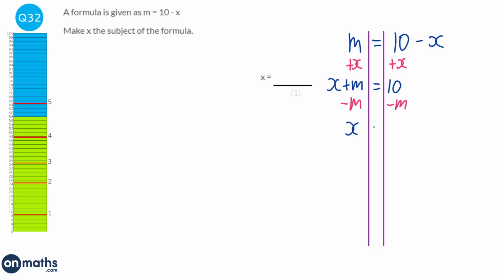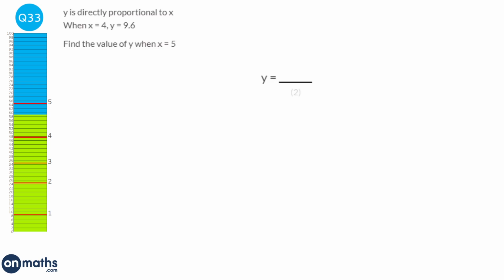So we've got x equals 10 minus m. So our answer is 10 minus m. X equals 10 minus m. So we're told that y is proportional directly to x. So what I'm going to do is just replace that proportionality sign for an equals, and I'm going to times the right hand side by k to be able to do that.